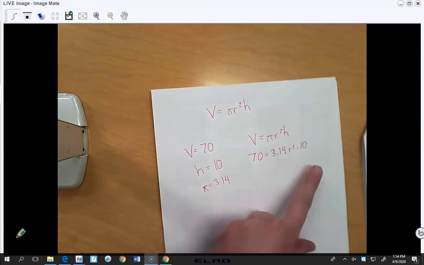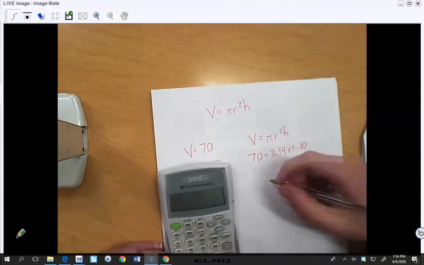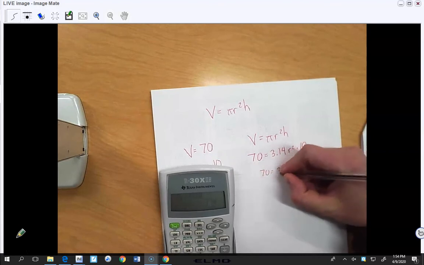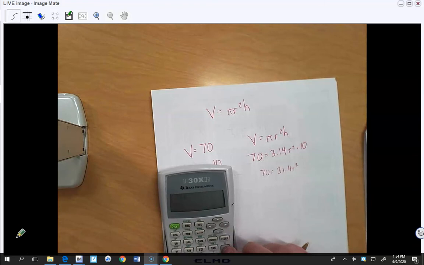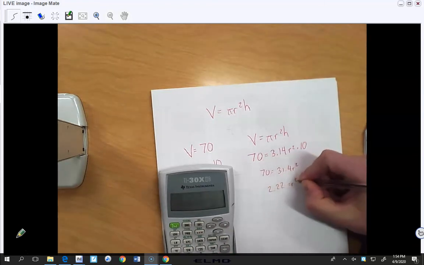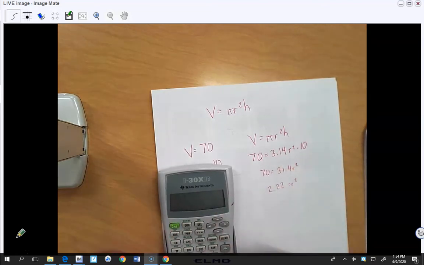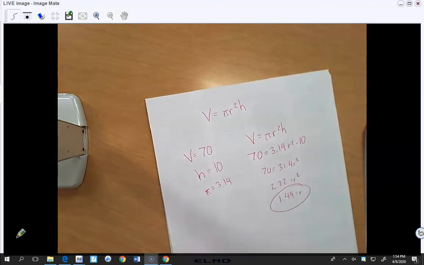So I'm going to do 3.14 times 10. And that gives me 31.4. I do 70 divided by 31.4. And that gives me 2.22 equals r squared. To get rid of the square, I do the square root of it. And that gives me 1.49 is r. Okay? So that's working it forward and working it backward. If you want more examples, go ahead and watch the other video. Good luck.